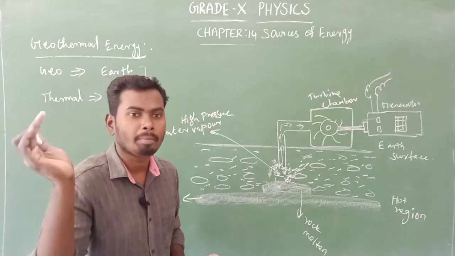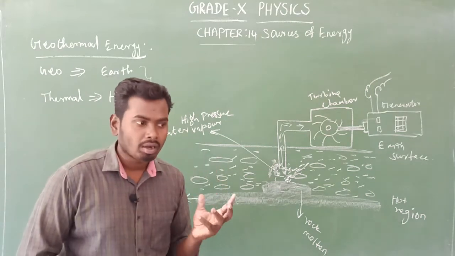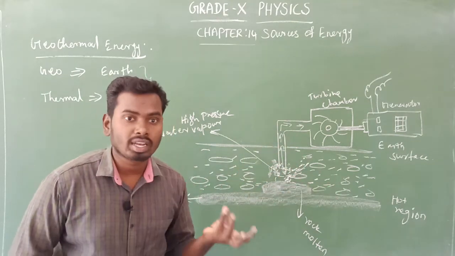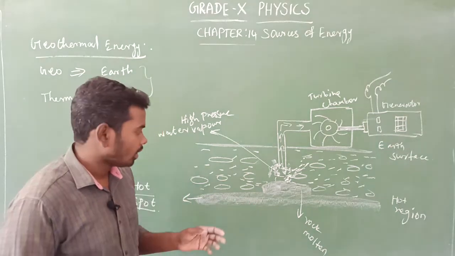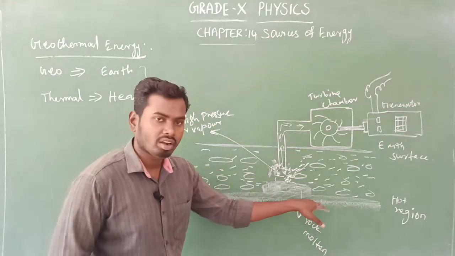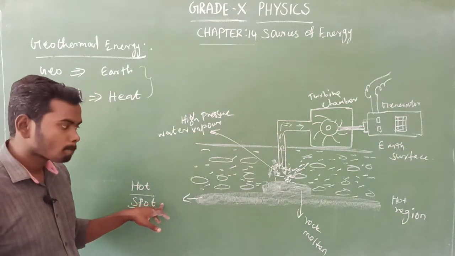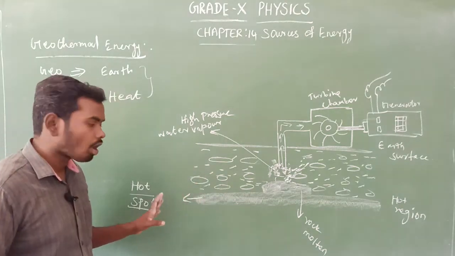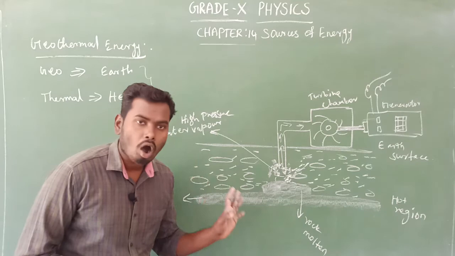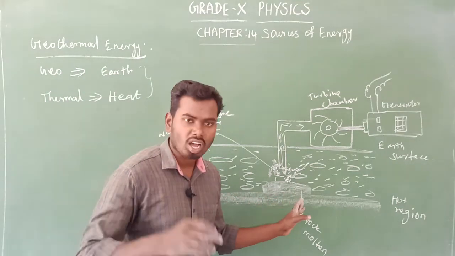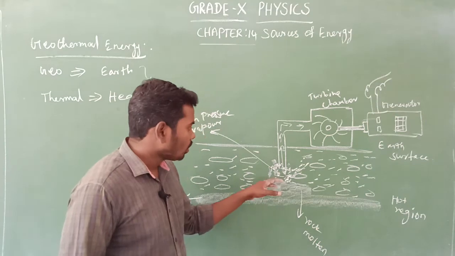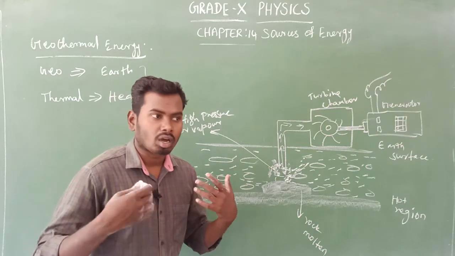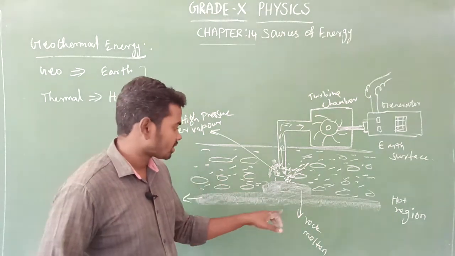Not all regions, only some regions, especially Japan, the USA, and New Zealand, and so many areas. The place where the temperature of the rock is high is called a hot spot. Is it clear? Yes, molten rocks will be there. Inside the earth there will be rocks, underground water, soil, and so many things.